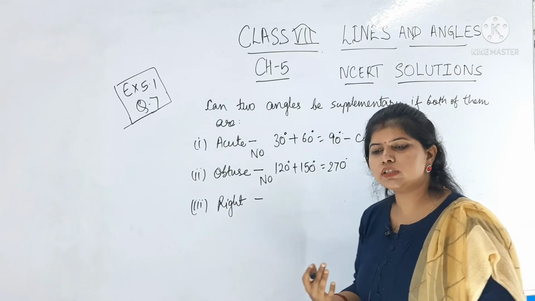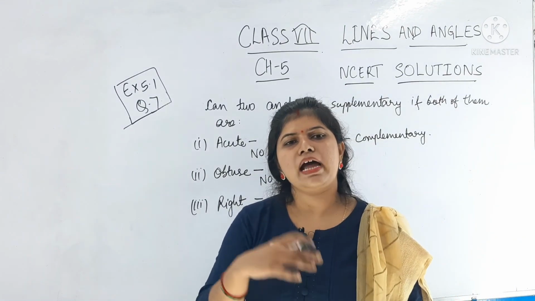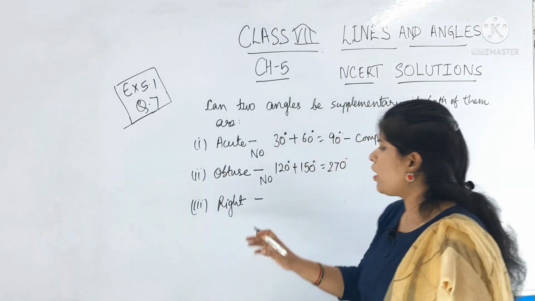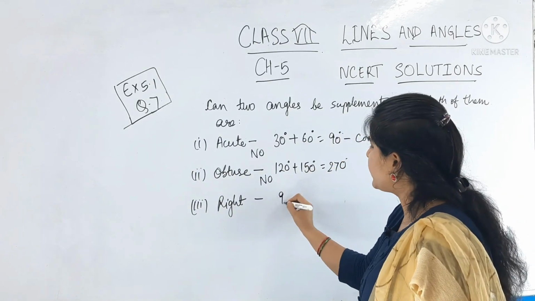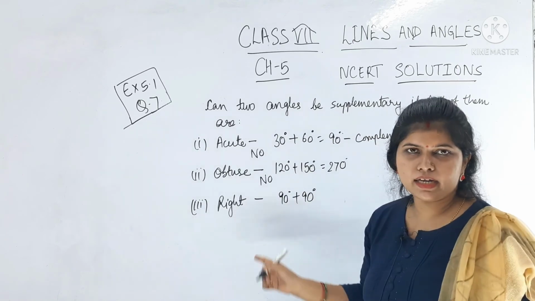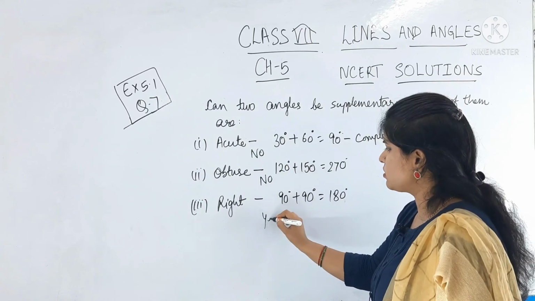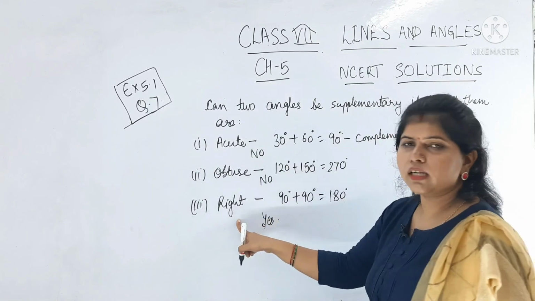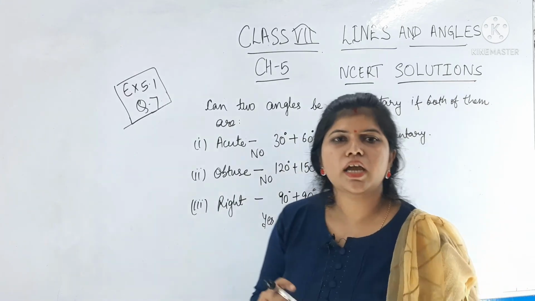We have seen for supplementary angles that one angle is acute and one is obtuse, or else two right angles, that is 180 degrees. Right angles are 90 degrees plus 90 degrees. If both are right angles, the sum is 180 degrees. So yes, if both angles are right angles, they become supplementary angles.